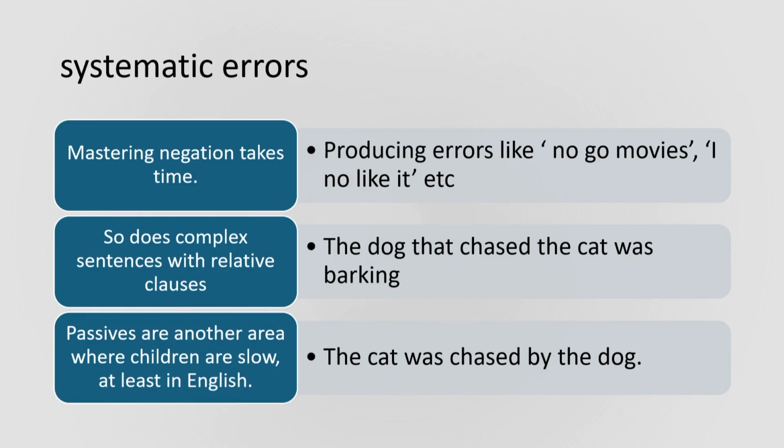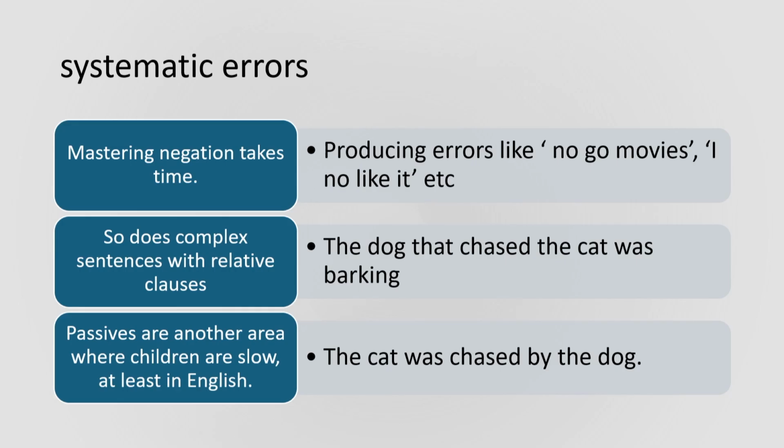Negation is a type of structure where languages of course differ. You have the simple negative versus the prohibitive negative, and then depending on the language the structure will differ. Typically in English utterances we see errors like "no go movies" or "I know like it". In a sentence like this we need "I do not like it". There has to be this kind of structure, but they just don't know how to put a "not" there.